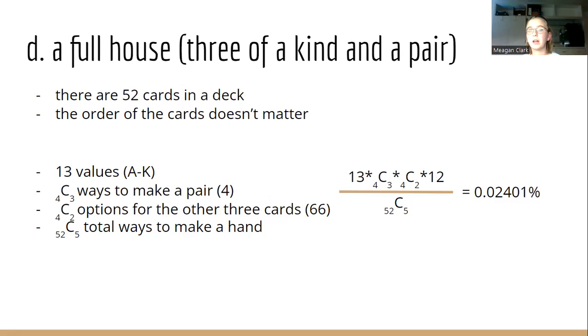And then D for full house, which is 3 of a kind and a pair. Still 52 cards. The order of the cards still doesn't matter. There are still 13 values, A through K. There are 4C3 ways to make the 3 of a kind, sorry, and 4C2 options for the pair. And then 52C5 total ways to make a hand. You get 0.02401% chance of getting a full house.